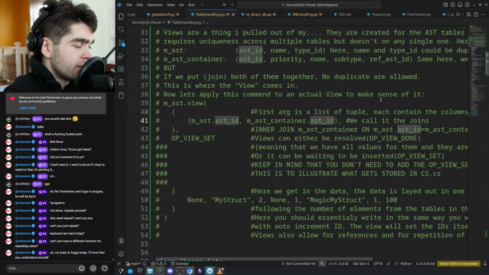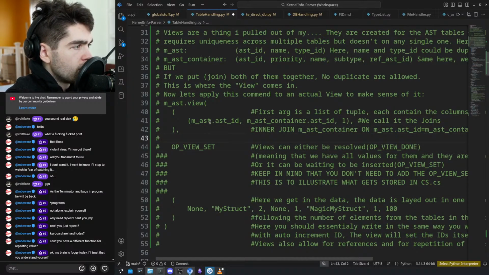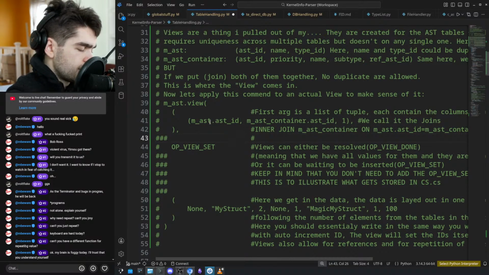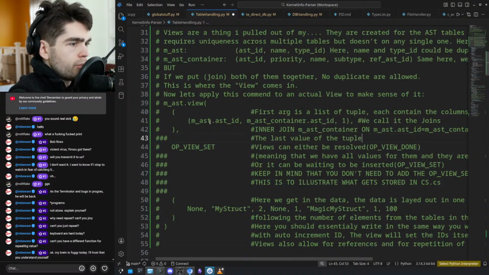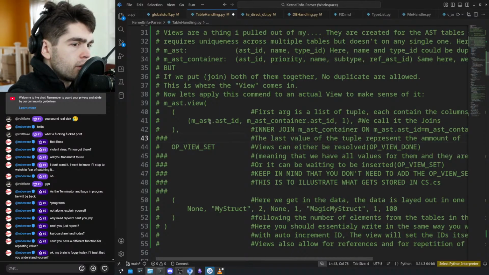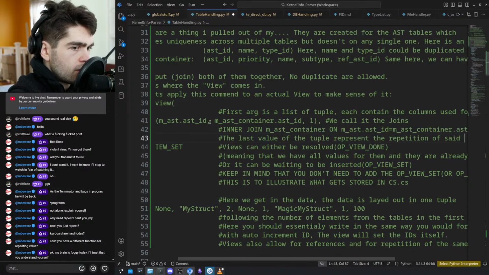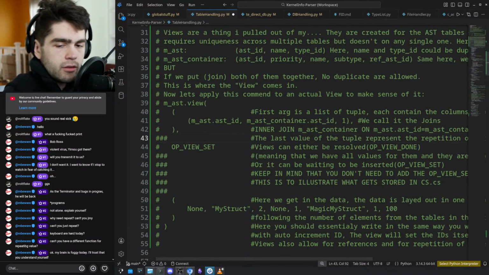Alright, let's just edit the thing. Plus value of the tuple represent the amount of... okay. Give me a quick second.